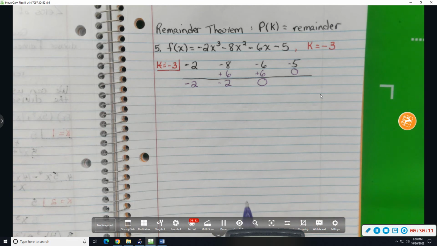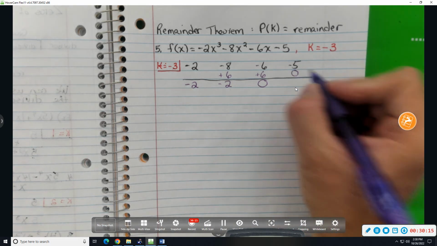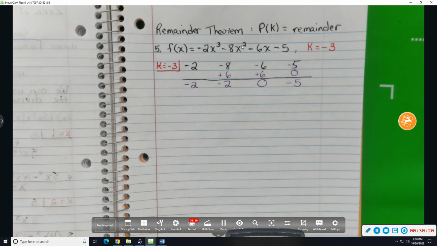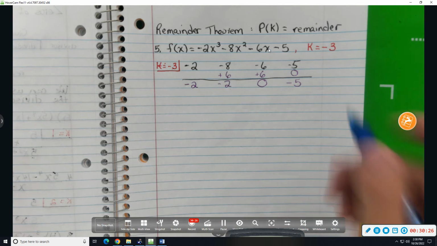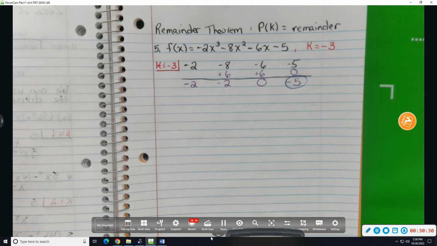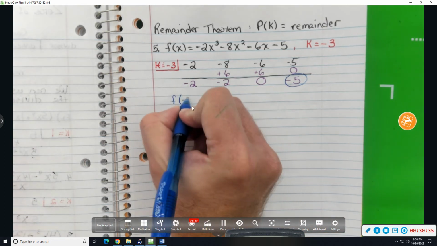So what's our remainder going to be? Negative 5. Yes. That means if you had plugged a negative 3 in here for all of these x's, if you went through and replaced those x's with a negative 3, what would you expect to get? Negative 5. So write it out. F of negative 3 equals negative 5.